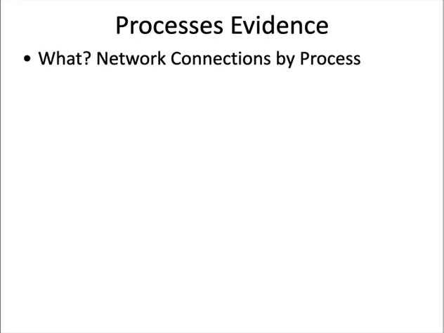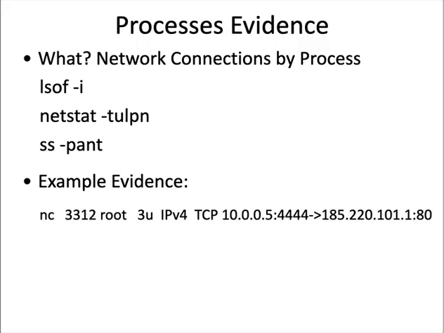Network connectivity by process. On a Unix machine, lsof with the -i option, the netstat command, and the ss command, if your OS has that, are good ways to get this type of evidence, and it's going to look like this. ncat is running from the local machine to port 80 on some machine out on the internet. So you might want to investigate that a little further.